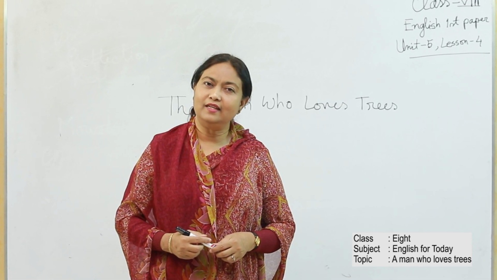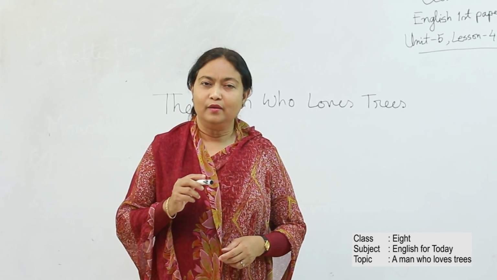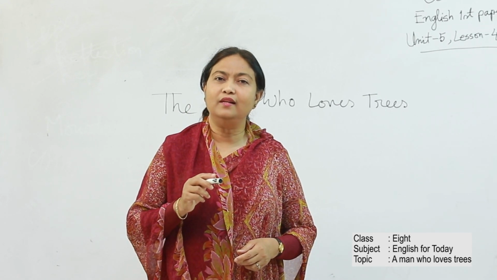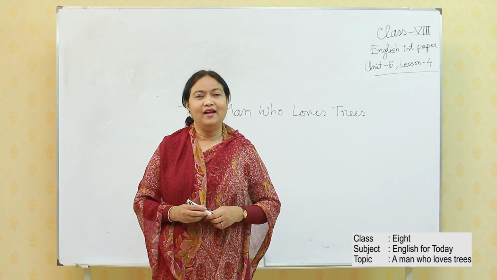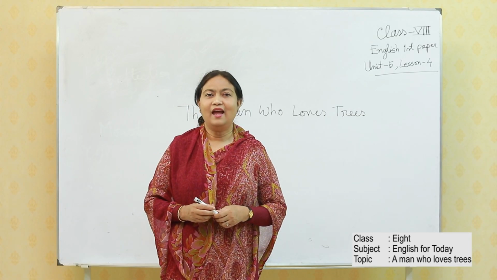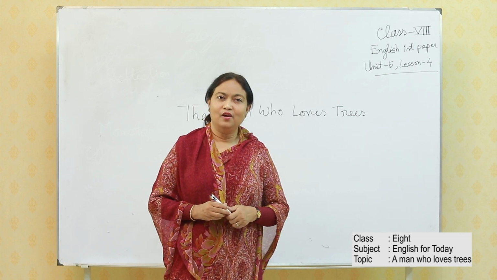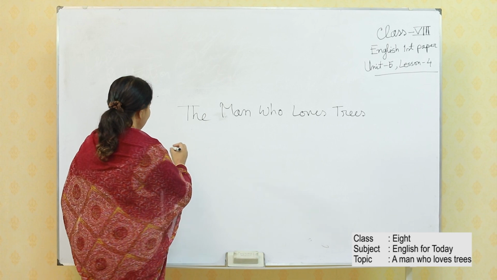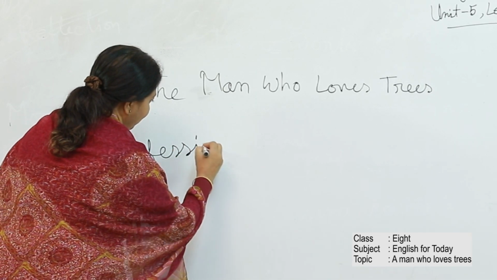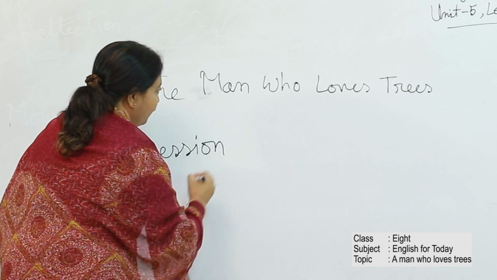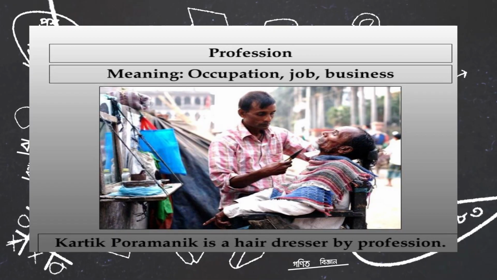Read the passage silently only to understand the contextual meaning. Okay, students, I think you have read the passage already and there are some difficult words. What are the words? Yes, one word is profession. Look at the picture. In the picture, you can see one man is doing something and he is a hairdresser. So, profession means occupation or job.